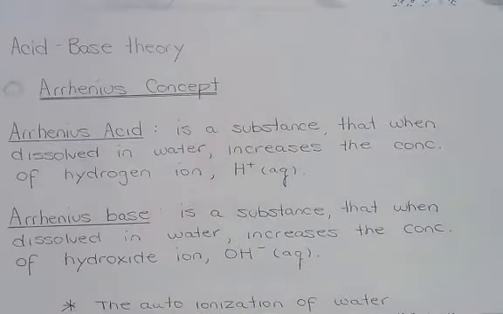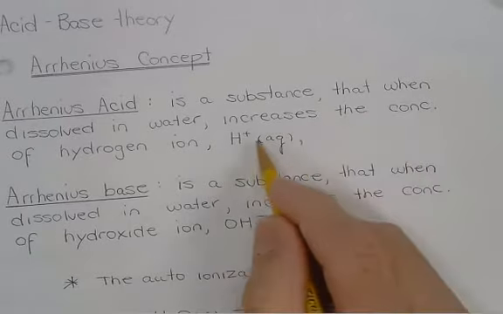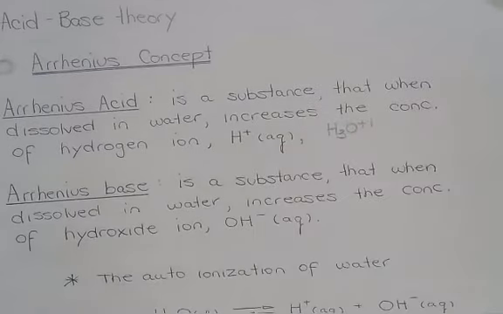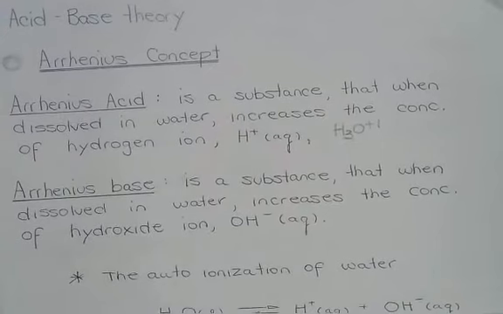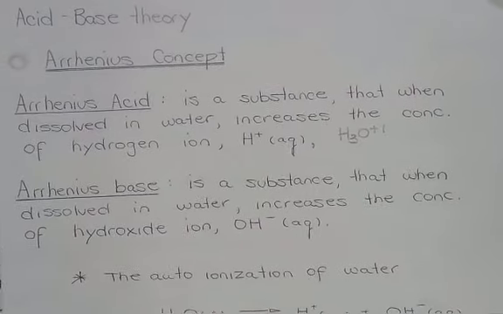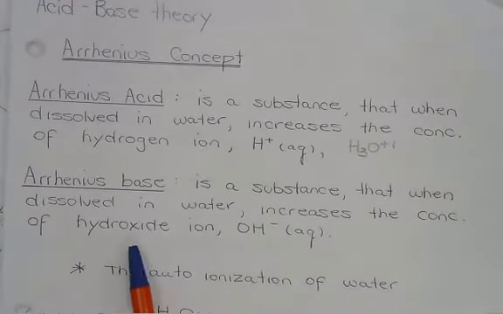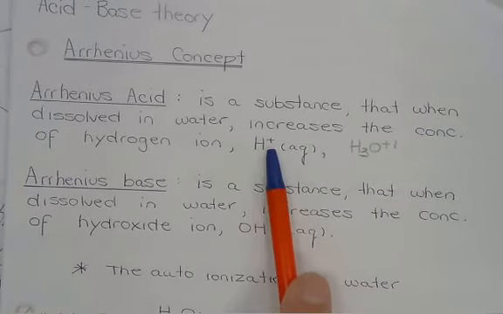Okay, so anything that makes the concentration of H plus or its partner in solution, because remember it quickly grabs onto a water, H3O plus, increase is an Arrhenius acid. Okay. How about an Arrhenius base? A base is the opposite of an acid. So an Arrhenius base is anything that when it's dissolved in water increases the concentration of the hydroxide ion, which is OH minus. Okay, so acids are substances that create H plus.